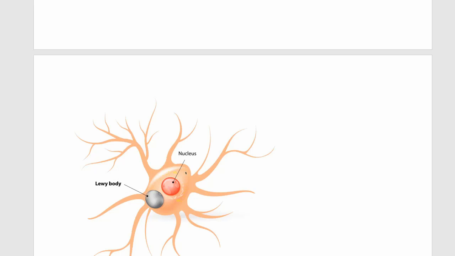Parkinson's disease leads to the formation of these Lewy bodies, which are composed of a protein called alpha-synuclein. This forms insoluble fibrils that accumulate inside the neurons. So this protein is normally found in the presynaptic terminals of neurons, where it plays a role in regulating neurotransmitter release. In Lewy bodies, alpha-synuclein undergoes abnormal folding and aggregation, forming insoluble fibrils that accumulate within neurons.